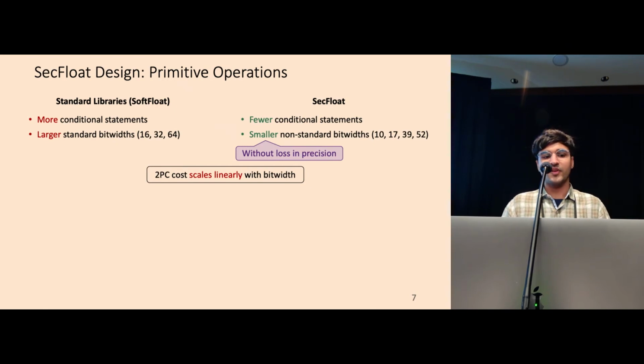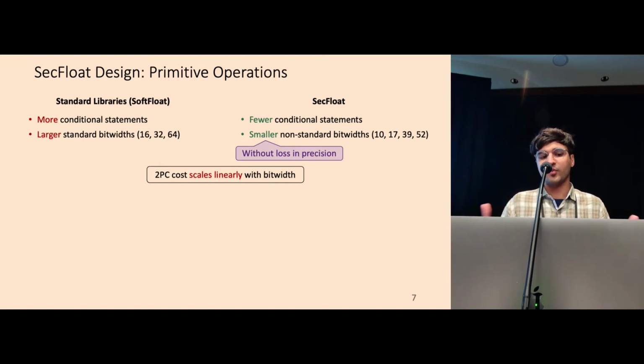The second point of difference is that standard libraries have larger and standard bit widths, like 16, 32, and 64. This is great because 16, 32, and 64 have native support on CPUs. So they are fine using them, but we designed SecFloat to have smaller and non-standard bit widths, like 10 instead of 16, 17 instead of 32, and so on. And we do this without any loss in precision. So we are guaranteeing the same precision.